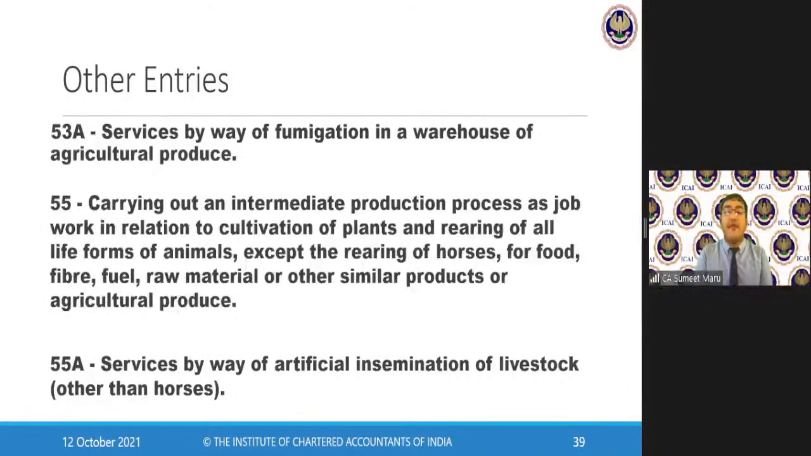And then services by way of artificial insemination of livestock other than horses. Now what is this artificial insemination? You must have heard about breeding, right? Cross breeding and everything is done on livestock, meaning animals, so that the next generation of animals can be a hybrid or a better one. So cross breeding and artificial insemination and everything is done. Even that is exempt. But if you are doing it for horses, it is taxable. So artificial insemination of animals, that is livestock, is exempt, but if you are doing it for horses, again it is taxable. Clear?